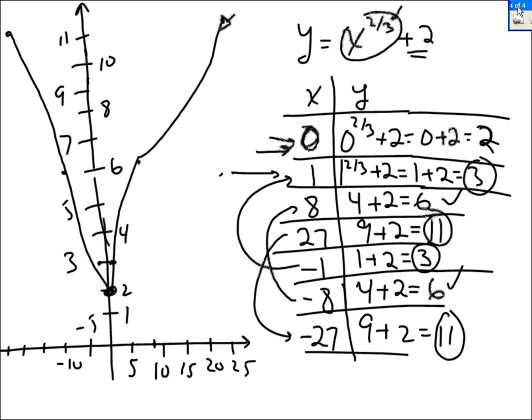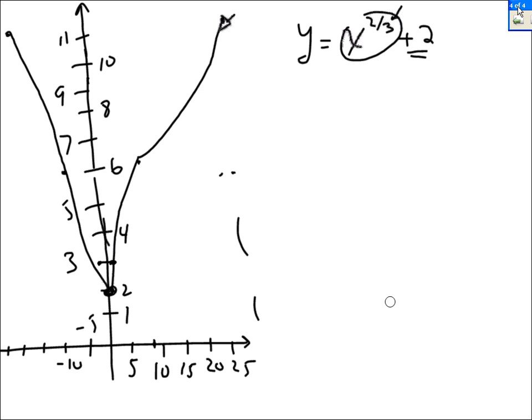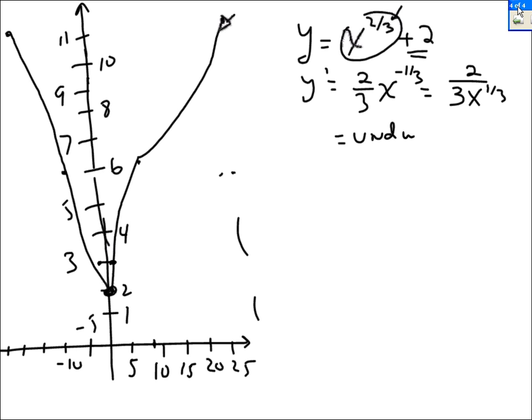Now, of course, we could have used Calc 1 to do this. In fact, let's do that. Let's use curve sketching techniques from Calc 1. The first thing is you take the derivative. You bring down the power. You make the new power 1 less, which is 2 over 3x to the third, which is undefined when x is 0. So that might be a critical point.